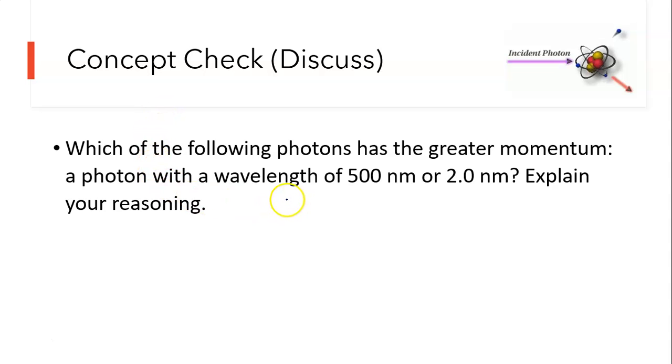Okay, and welcome back. Now, because the energy and momentum are proportional to one another, there is a direct relationship between the two, meaning that more energy equals more momentum. If you double the energy, you will double the momentum that photon has.